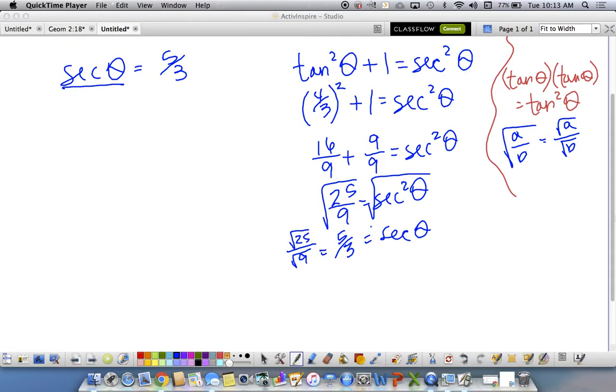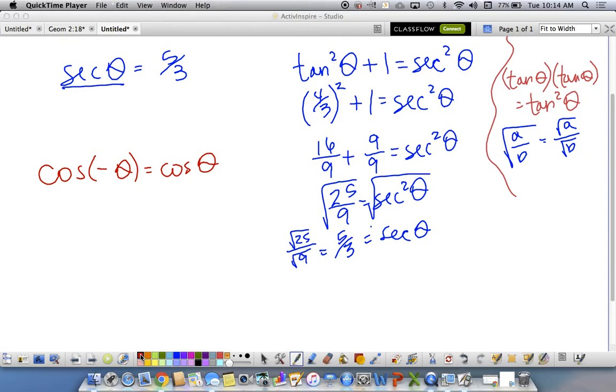What about cosine of negative theta? Can I use an identity to find cosine of negative theta? Look on the back of your plate. Is there anywhere you see cosine of negative theta? Yes. There's a negative angle identity: cosine of negative theta equals cosine theta. So you know this simply equals cosine theta. And then, tan theta equals sine theta over cosine theta. Do you know sine theta?